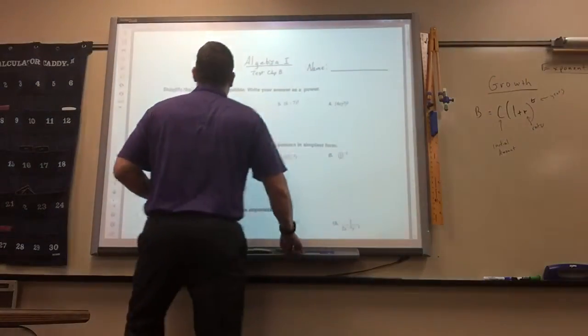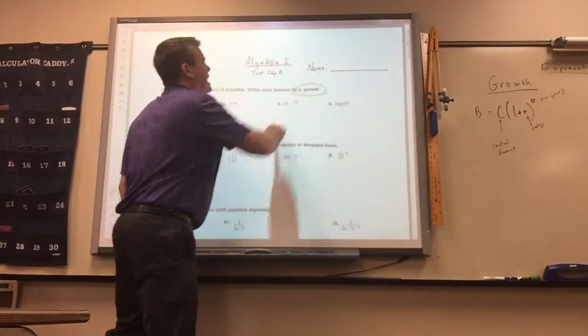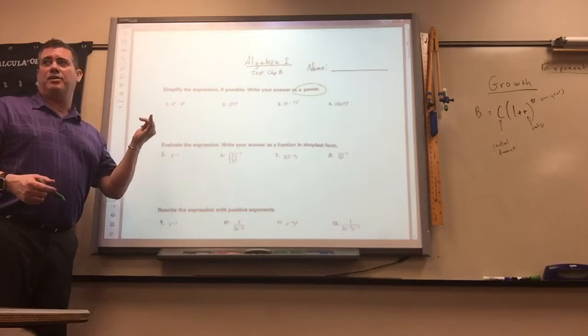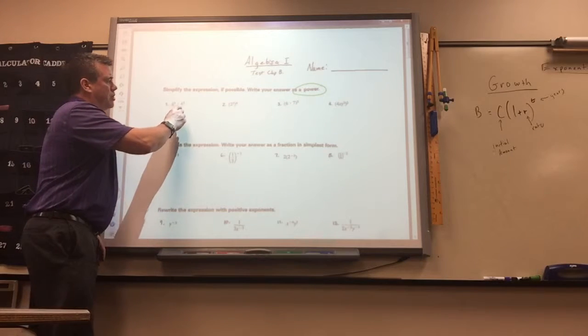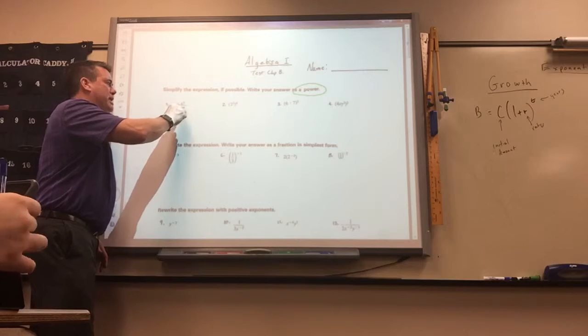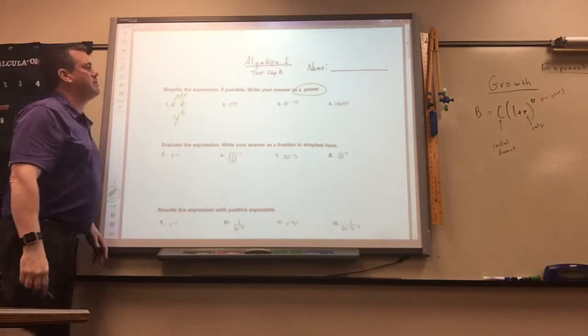Okay, first part, simplify if possible. Write your answer as a power. So that means you don't have to punch it in a calculator. 4 to the third times 4 to the fifth makes 4 to the eighth. Remember, if it's two bases multiplied and they're the same base, you just add the exponents.